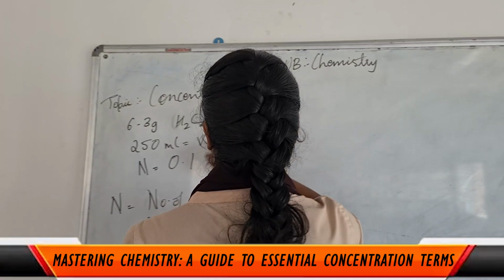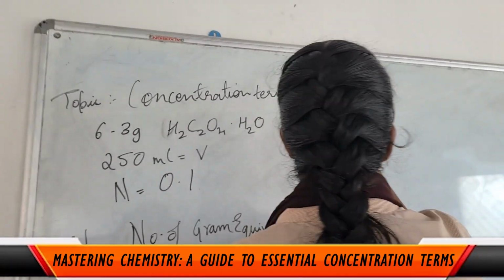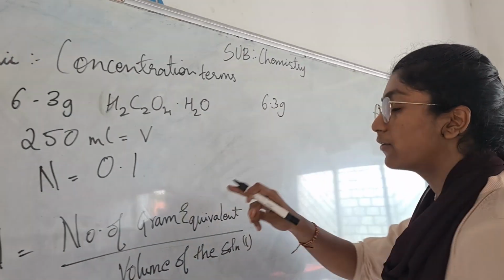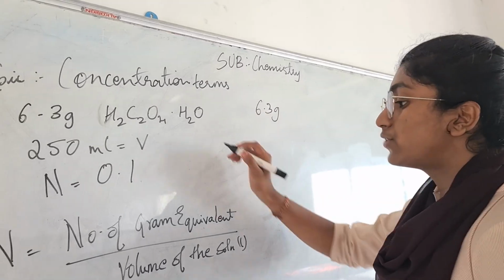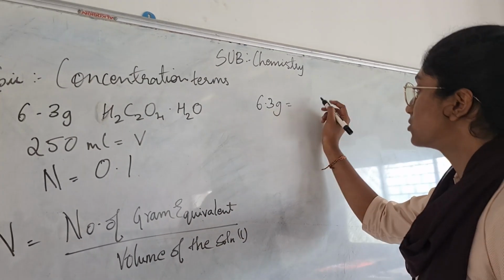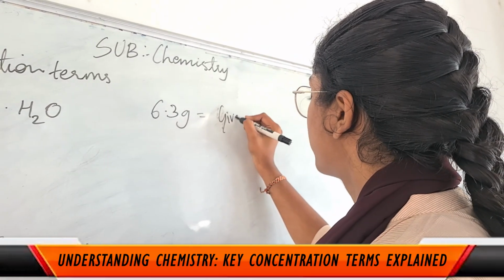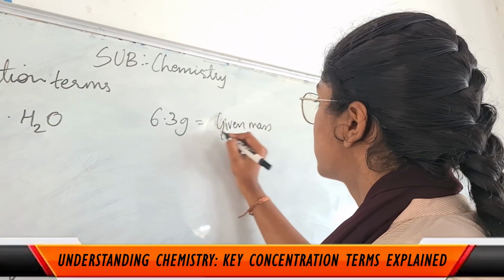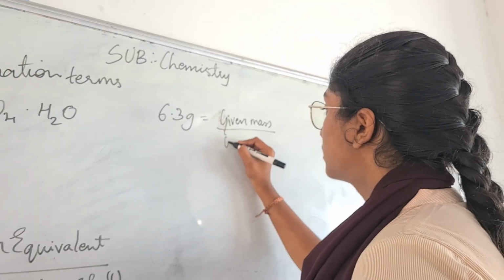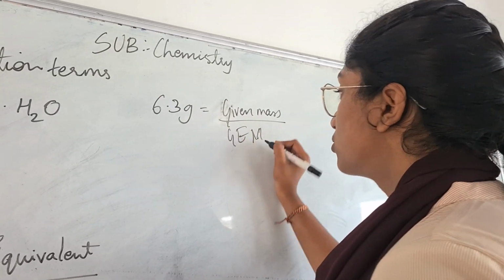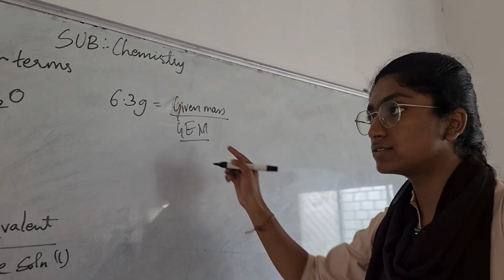So they have given 6.3 grams, the given mass, but we have to find the number of gram equivalents, which is nothing but given mass by gram equivalent mass. So how do you find this gram equivalent mass here?